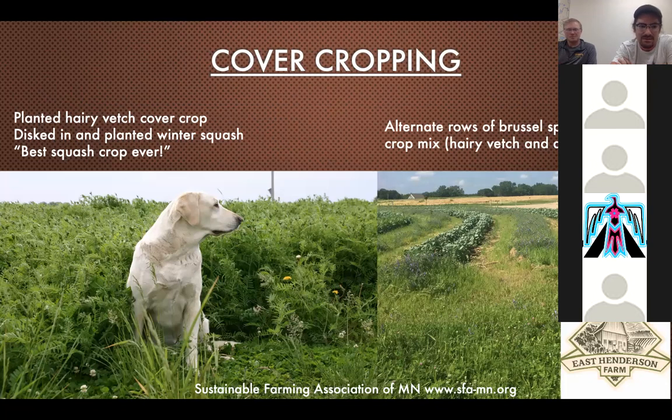Here's a hairy vetch next to Josh's dog there, grew maybe, looks like maybe over 2 feet tall. And after he disked it in, he had the best winter squash crop ever. So timing, I suppose, is another thing to consider with cover crops. You could throw it in the spring or the fall before the winter and have it overwinter, or disc it in and get a fall crop or squash crop.